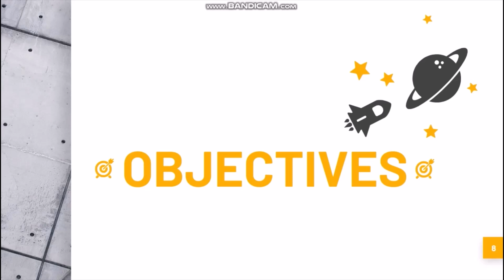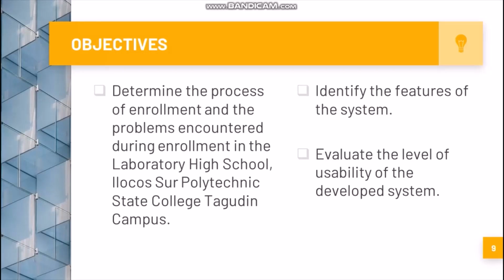Let's proceed to the objectives. The study consisted of 3 objectives. First was determining the constraints and problems encountered during the enrollment in the Laboratory High School of ISPSC Tagudin Campus. Second was identifying the features of the system. Third was the evaluation of the level of usability of the system.